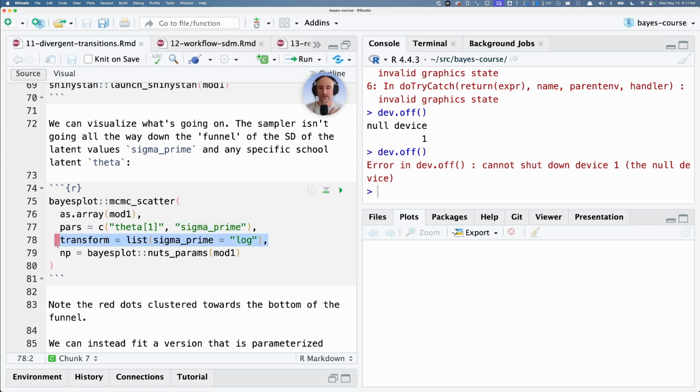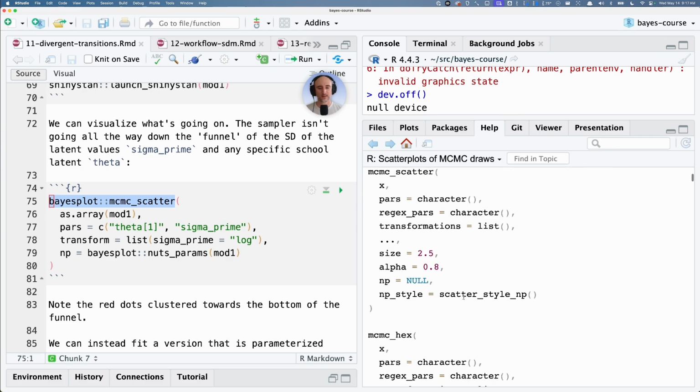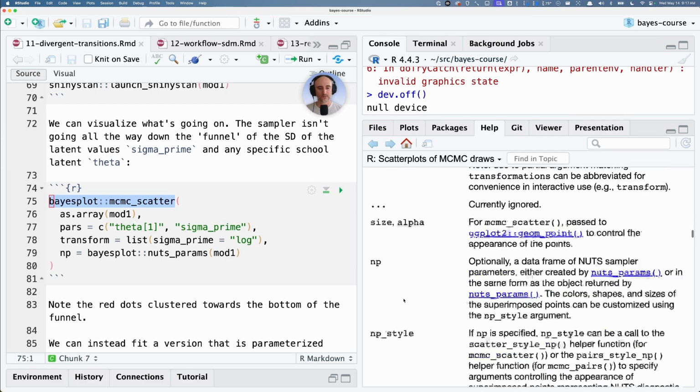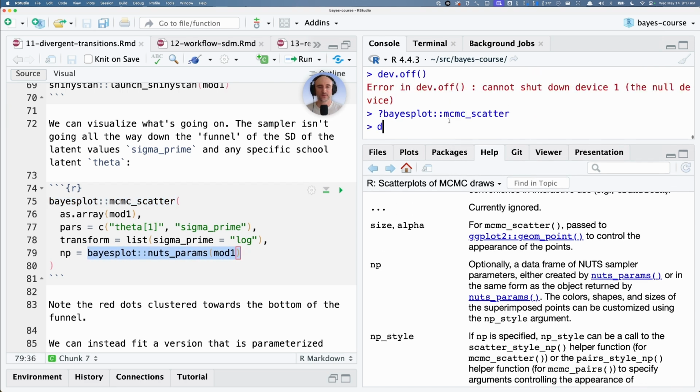I am going to log transform sigma prime. You'll see why in a sec. It just stretches it out so you can actually see what's happening. And then there's this argument NP, and if we look at the help for MCMC scatter, we see NP is null. And if we scroll down, it's a data frame of NUTS sampler parameters to plot. So if we run this function, let's see what comes out of there.